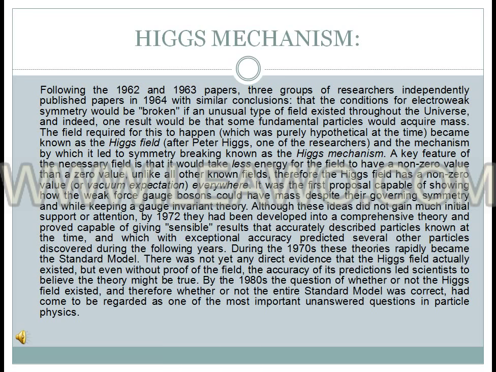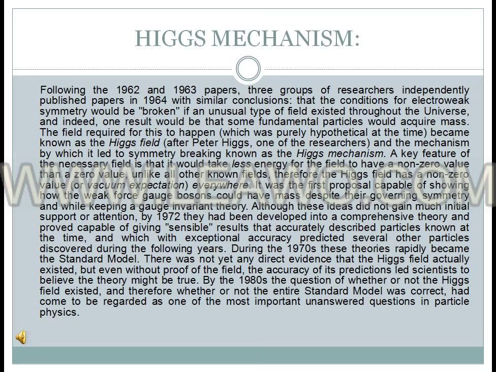A key feature of the necessary field is that it would take less energy for the field to have a non-zero value than a zero value. Unlike all other known fields, therefore, the Higgs field has a non-zero value, or vacuum expectation, everywhere. It was the first proposal capable of showing how the weak force gauge bosons would have mass despite their governing symmetry, while keeping a gauge invariant theory.